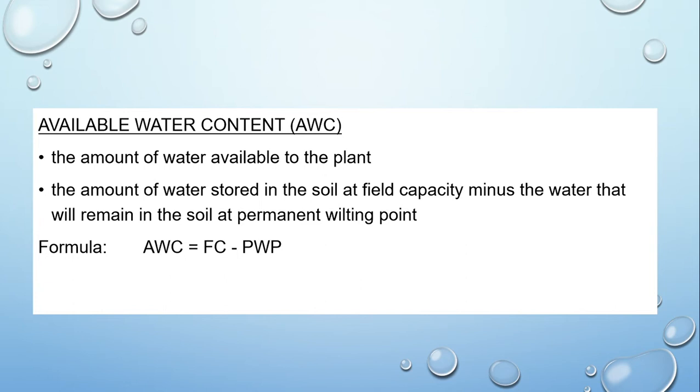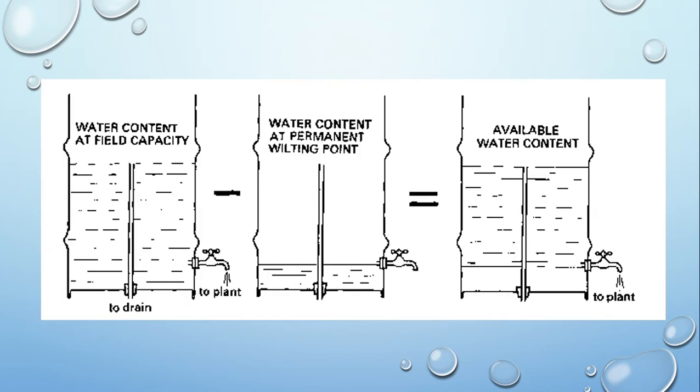And this is the amount of water stored in the soil at field capacity minus the water that will remain in the soil at permanent wilting point. So, in mathematical formula, we have the field capacity minus the permanent wilting point. We can get the available water content. On a picture, yan, ito yung water content at field capacity. Ito naman yung water content at permanent wilting point.